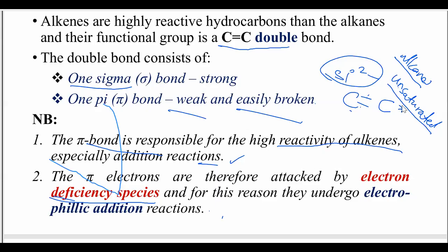Are we there? Okay. Then when you go to alkynes, they have two pi bonds, which means alkynes become even more reactive because they have two bonds with pi electrons that are also weak. Therefore, they can also easily be broken. So the pi electrons are the ones responsible for the unsaturation in the alkene and also in the alkyne. Okay, got it. Thank you.